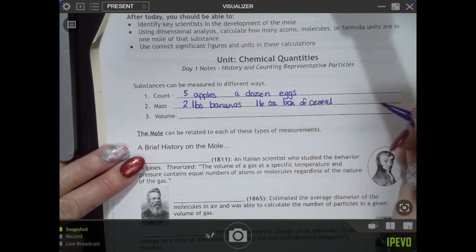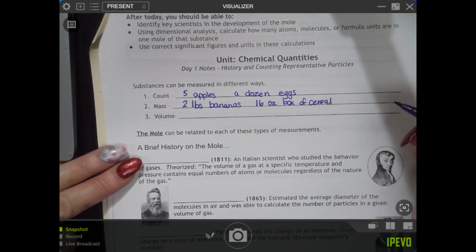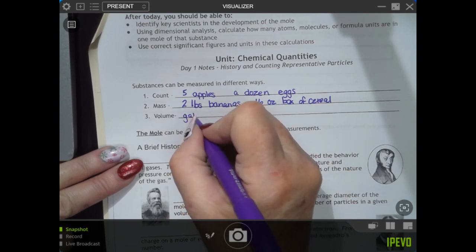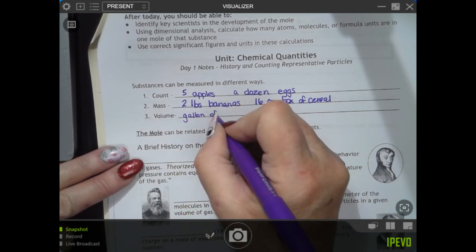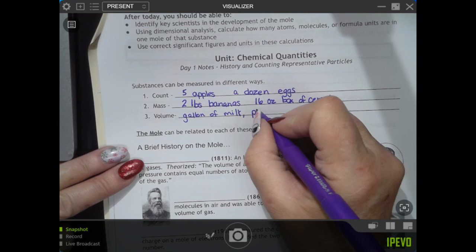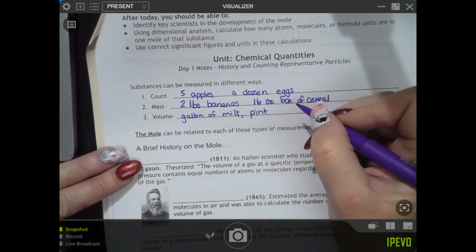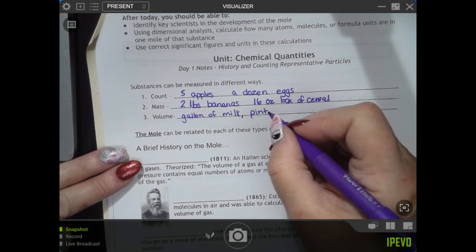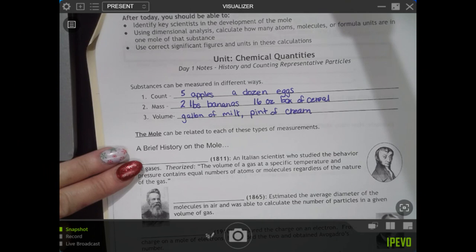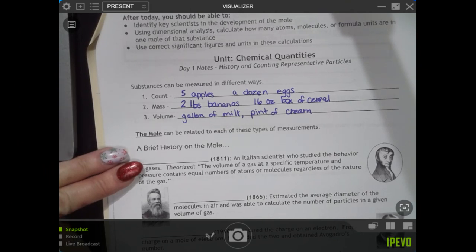Okay, we will use grams. So we'll measure in grams of substance. And then the third way is volume. And the volume we're used to are things like a gallon of milk, a pint. What we will talk about as we get into the scientific units, we'll use the metric system. We'll use liters, milliliters, things like that. Okay. So the next thing we want to talk about is how we can relate the mole to each of these measurements.